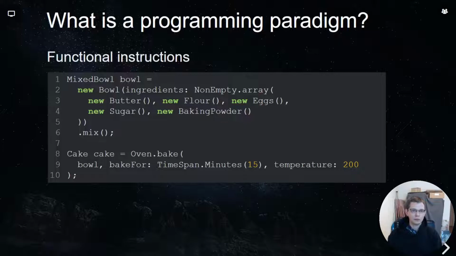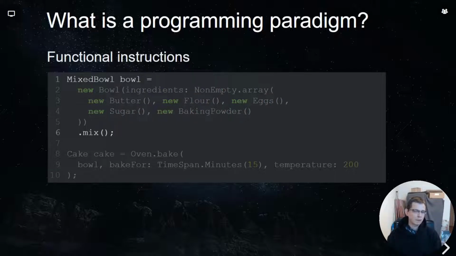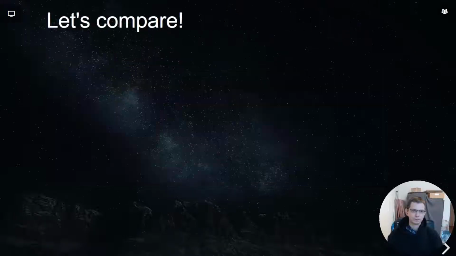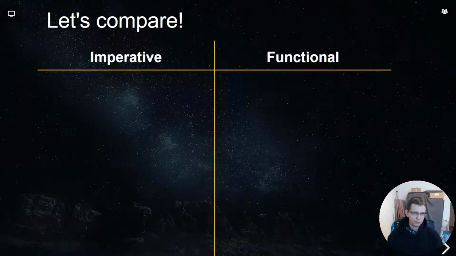And if we take a look at functional instructions for the same problem, you declare that there's a bowl and it has these ingredients inside. And then you say mix, and after you mix that, you get a different thing. You get a mixed bowl. So there's a transformation happening from the bowl to the mixed bowl. And then you call this function called oven bake. You give it a bowl, you specify the parameters, and you get out the cake. Again, another transformation. So let's compare these two.